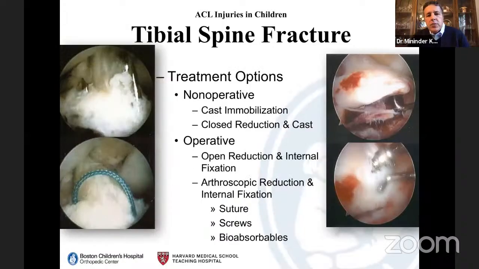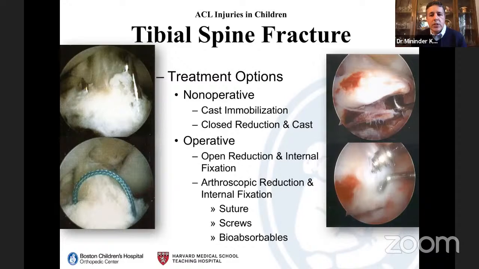What are the options for treating a tibial spine fracture? They're shown here: non-operative treatment, which is closed reduction in extension or slight flexion with casting or bracing, and operative treatment, which includes open reduction, also arthroscopic reduction, and internal fixation.